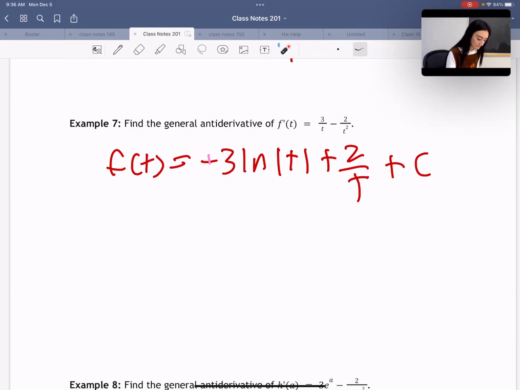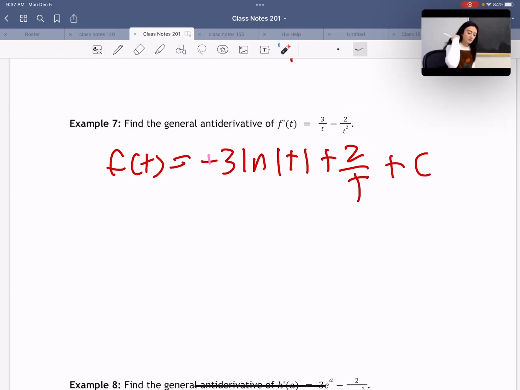After that, I go to the next one, which is 2 over t squared and its inverse. Yeah, you went backwards, right? Or you could have used the reverse power rule for this. And then you added C, right?